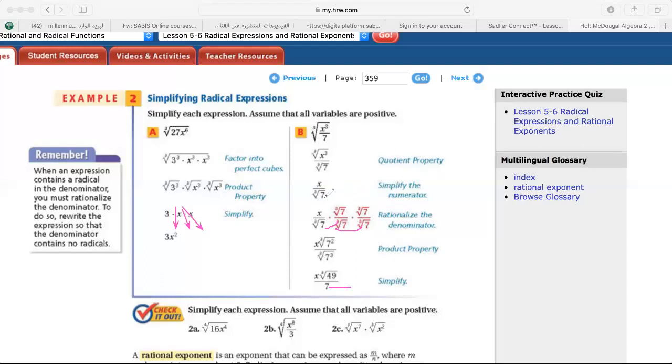What about the numerator? I have cubic root of 7 multiplied by cubic root of 7. So it is cubic root of 7 squared, so it is cubic root of 49.